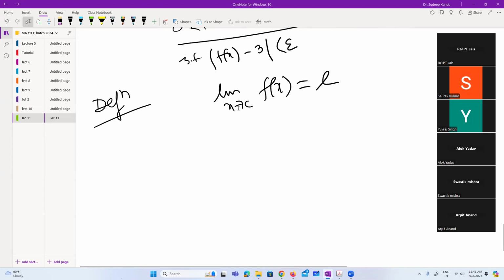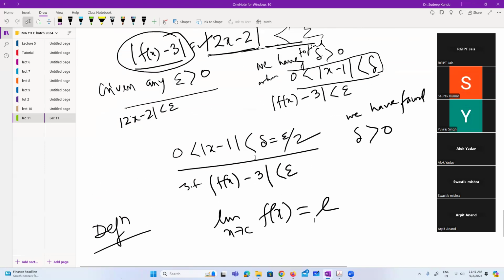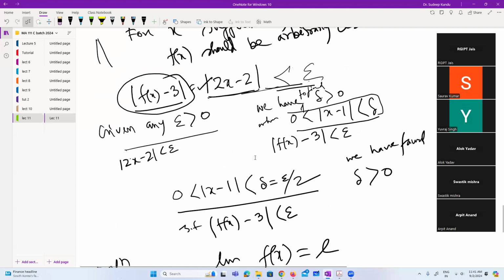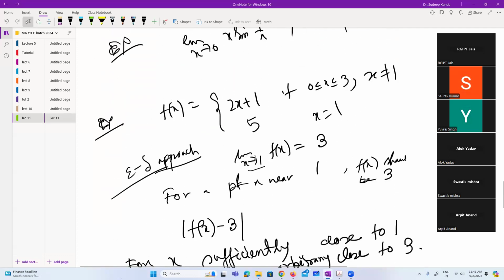So when x is arbitrarily close to C, f of x should be arbitrarily close to L. That you have to show. So given any positive epsilon, there exists a positive delta such that mod of f of x minus L is less than epsilon, where x will come from the C minus delta, C plus delta neighborhood, and you have to ignore the point C. Is it clear?